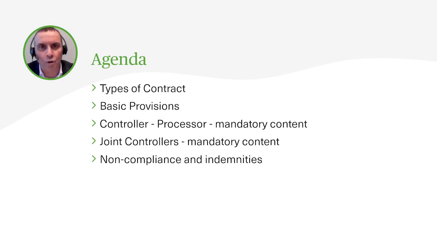As always, let's begin by having a look at the agenda. So we've got quite a lot of things to talk about. We'll begin by talking about different types of contract which may contain these clauses. We'll see in particular that there are three possible permutations that you need to think about.